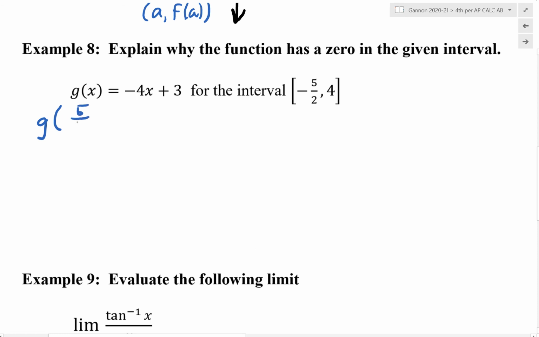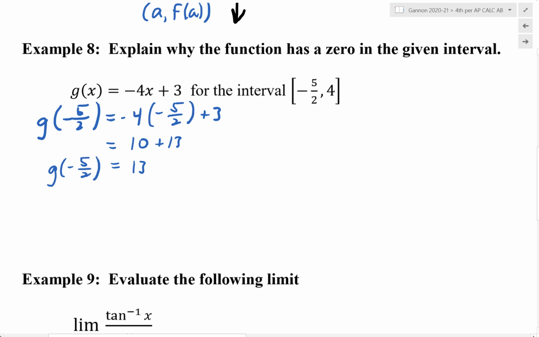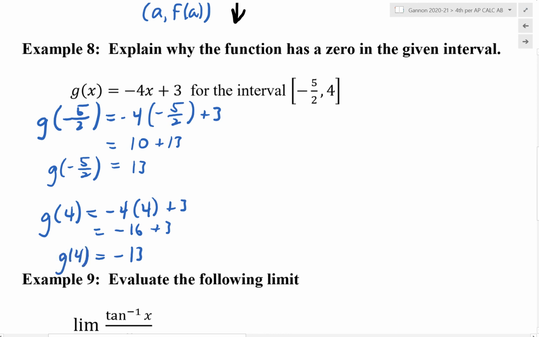So we can do g of negative 5/2, which is going to give me negative 4 times negative 5/2 plus 3. If we simplify this, that's going to be 20 over 2, so 10 plus 3, which is 13. So g of negative 5/2 is 13. If we plug in 4, we've got g of 4, which is going to be negative 4 times 4 plus 3. Negative 16 plus 3 is negative 13. So g of 4 is equal to negative 13.